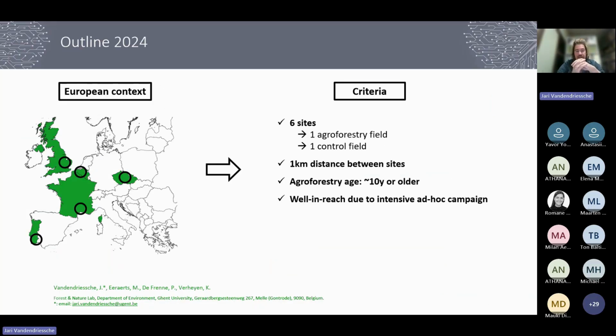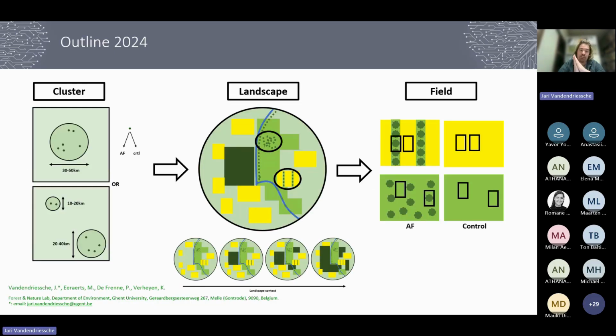The year after, we expanded this approach and sampled in a European context, with agroforestry fields in the UK, Belgium, Czechia, southern France, and Portugal. In each country, we selected 6 sites, each with an agroforestry field and a proper control field, where all these fields were 10 years old or older. Also here we maintained the aim of a landscape gradient, so we wanted to explore if these agroforestry effects were consistent throughout the whole universe of agroforestry systems.